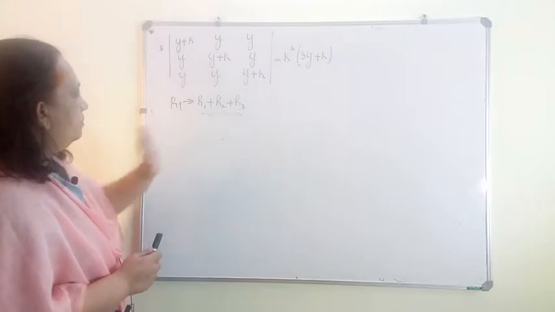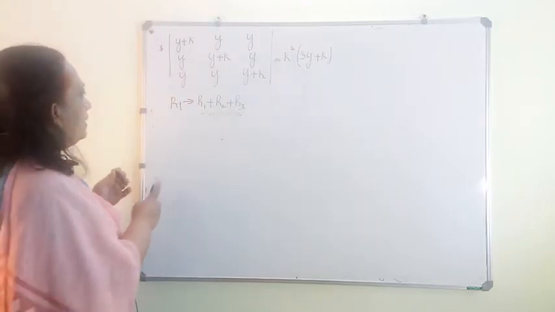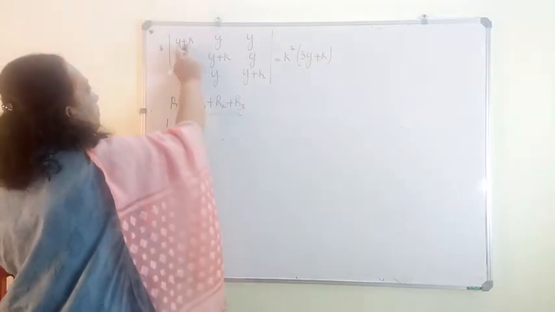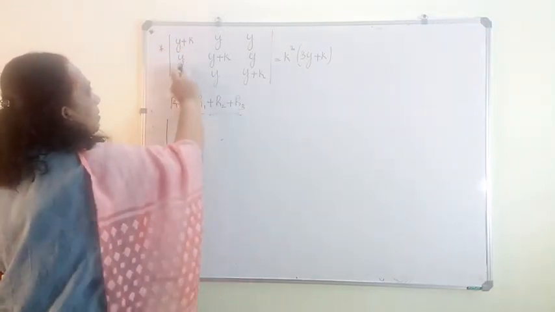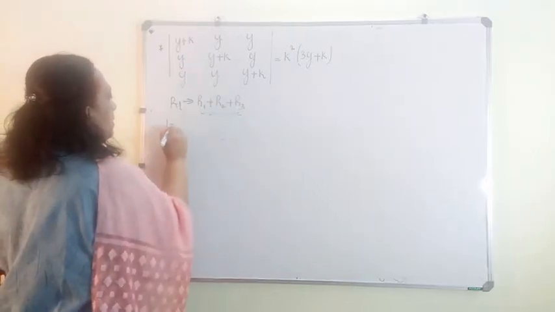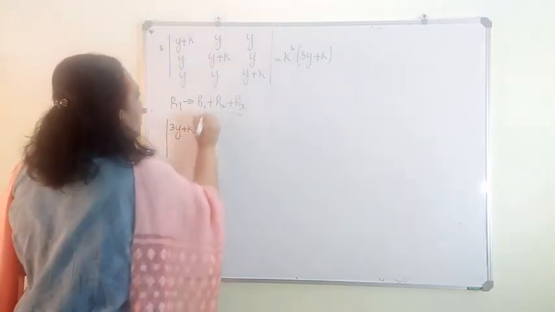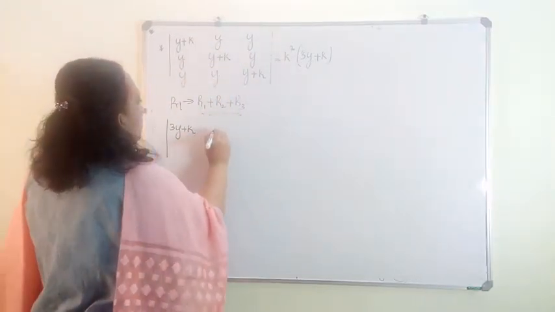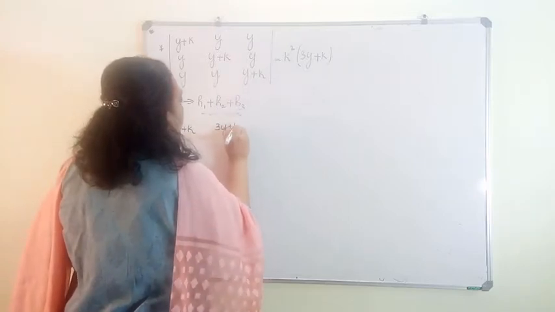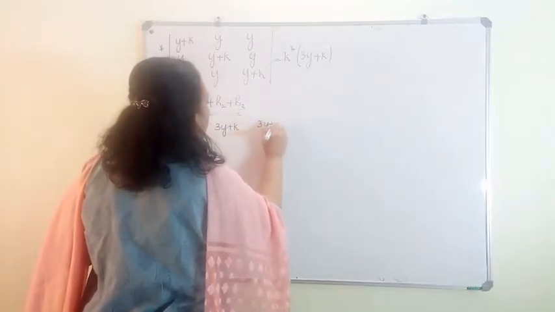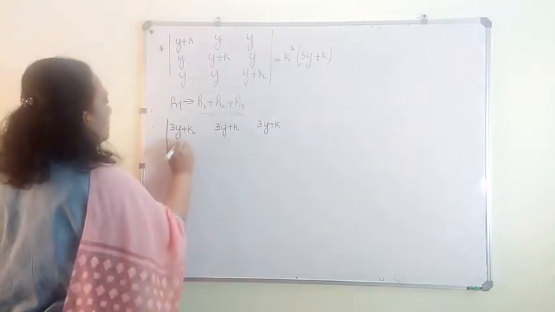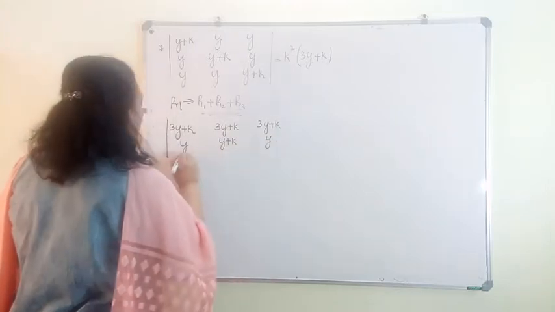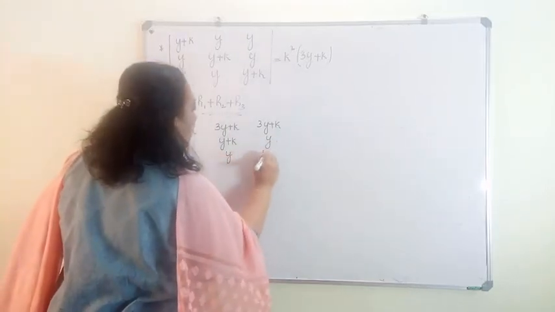Y plus k, and I have given you R1 is changed as R1 plus R2 plus R3. That is y plus k plus y plus y, so that is 3y plus k. Next one in the same way, 3y plus k, 3y plus k. Next is y plus k, y plus k.